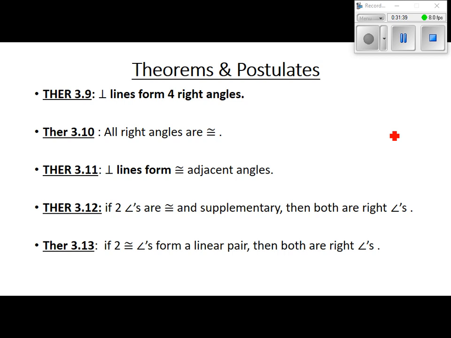Some other theorems and postulates that we use in our two-column proofs. This one gets used a lot. Now I'm going to shorten it down to this: perpendicular lines form right angles. Anytime you see perpendicular lines, what you should think of, right angles.